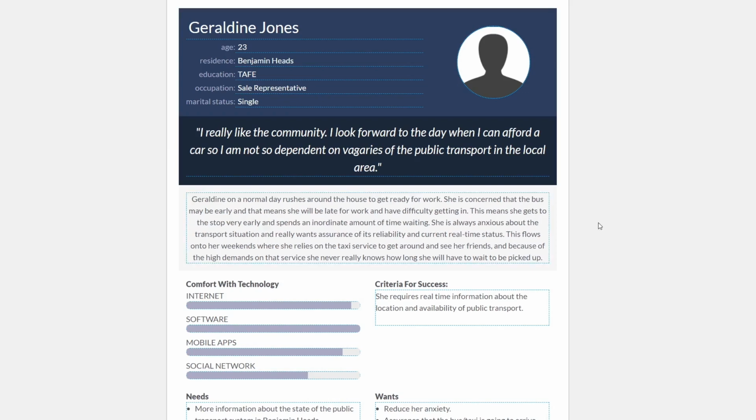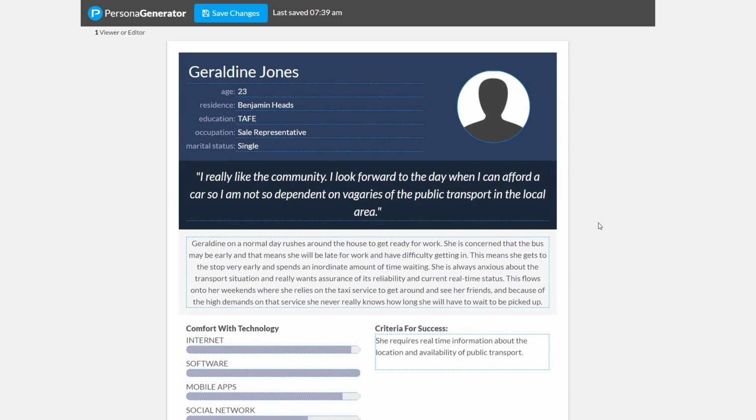So that's Geraldine's user story. So now we've got a persona. We can use this as a point of truth almost when we develop our application. We can look at her persona and consider the things that she wants, feels, needs. We can look at her empathy map. We can look at her user journey. And we can tailor make a solution to solve her particular problems.